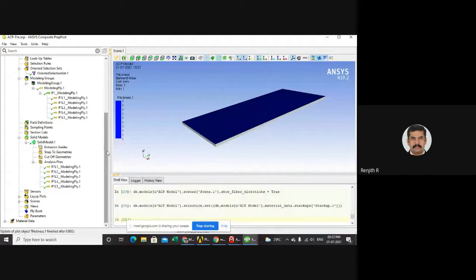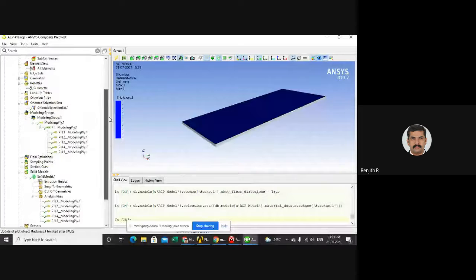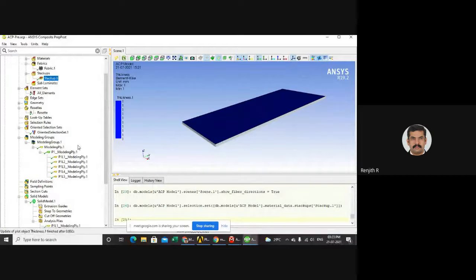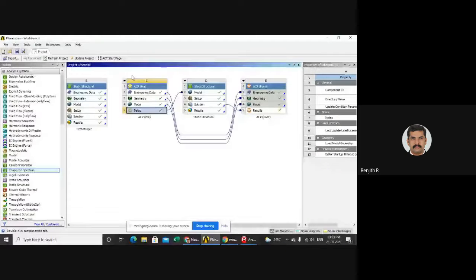Okay. So you can alter more concepts, more properties here, but this is the basic one. You can alter with the help of this ANSYS ACP. And if you close it, you will get a tick mark here. That means it's updated and every solid data is okay.